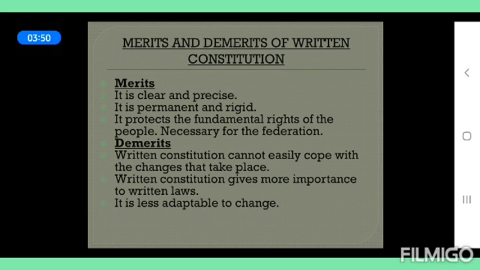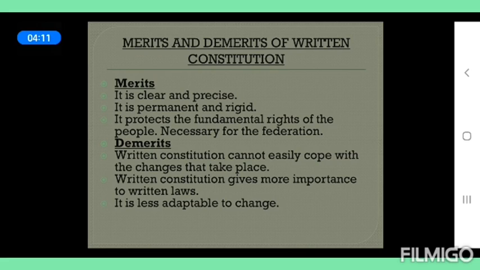So written constitutions means a constitution that was written in the form of a book, right? A series of documents that was combined in the form of a book, right? So it is consciously planned, and it is an enacted constitution, okay, which was formulated and adopted by the members of the Constituent Assembly or a committee. Okay, so let's start with the merits.